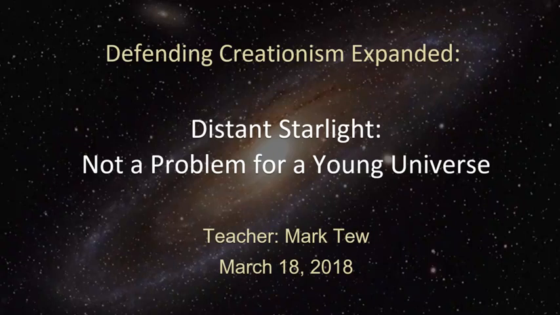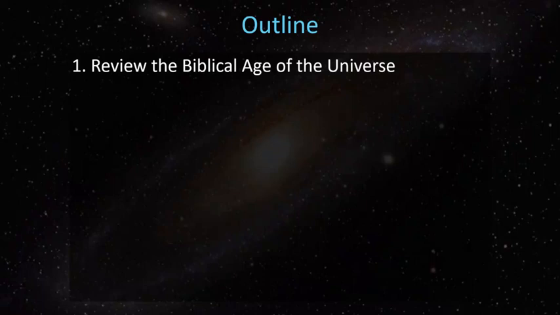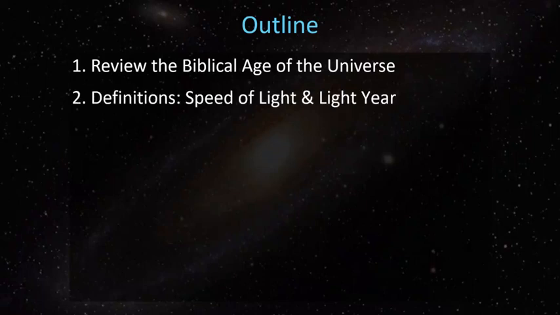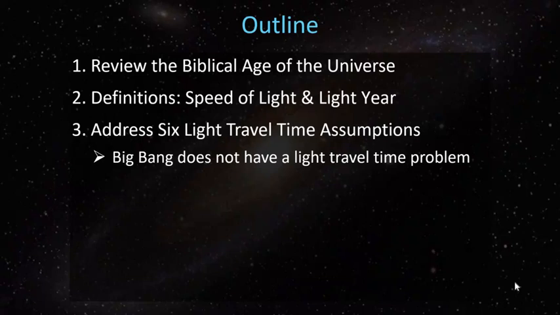Hello everyone, today's lesson is called Distant Starlight, Not a Problem for a Young Universe. Today's outline will review the biblical age of the universe, we'll have definitions on the speed of light and light year, we'll address six light travel time assumptions, like the Big Bang does not have a light travel time problem when it does, and they say biblical creation does.